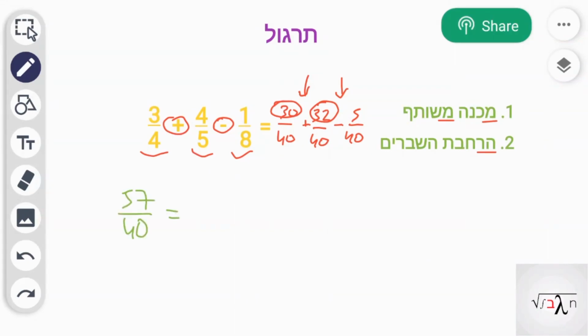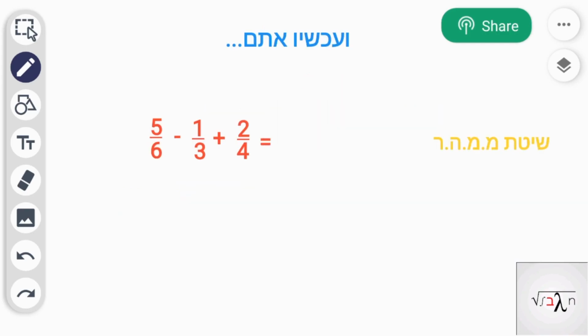And 57 over 40. We'll not leave this fraction as an improper fraction, where the numerator is greater than the denominator. We'll turn it into a mixed number. It will have 1 whole and 17 over 40. If we can reduce the fraction, we'll do it in this part of the question. In this example there's no reduction to do. Therefore, that's the final answer. Now it's your turn. Try to stop the video and solve the question on the screen using the code X method.